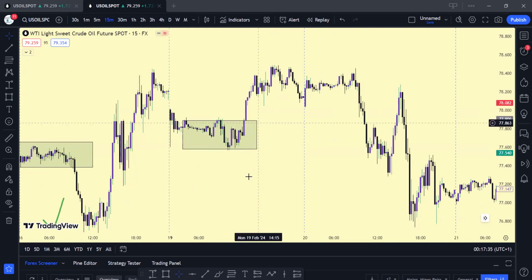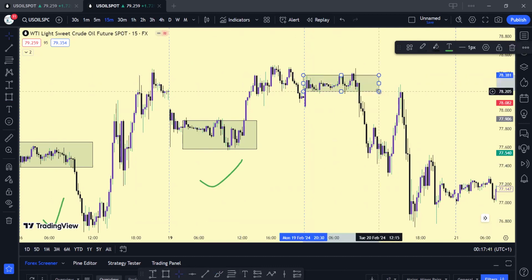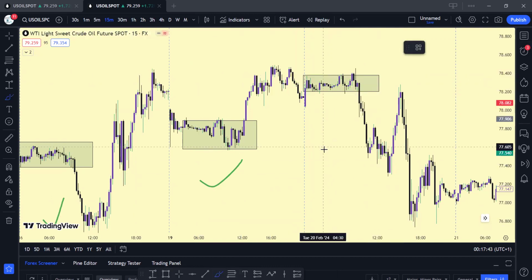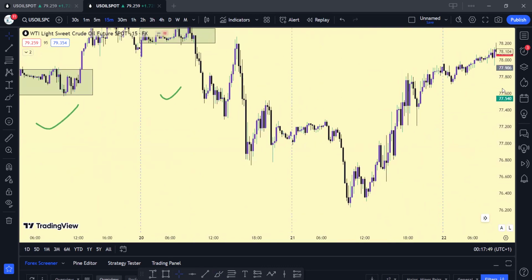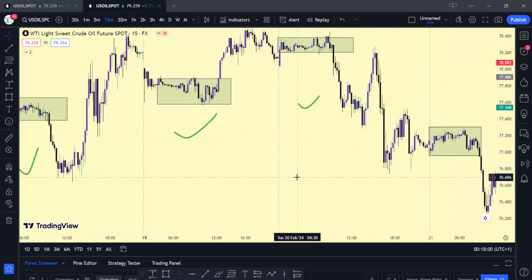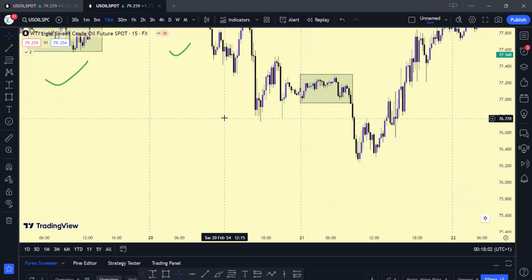This is another range. You trade the breakout upward, a win. This is another range, right? You trade the breakout downward, a win. You can see how easy it is. But I will show you something else. This is another one. You can see the win. So once you do this, you go back again.